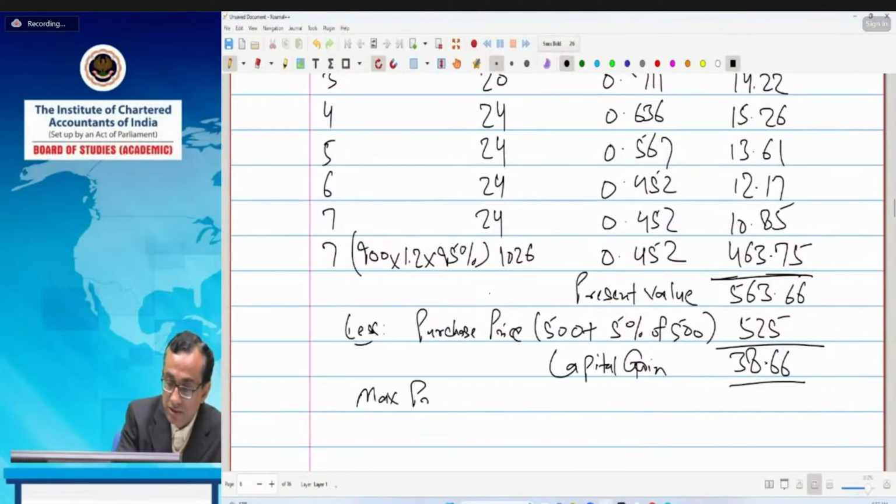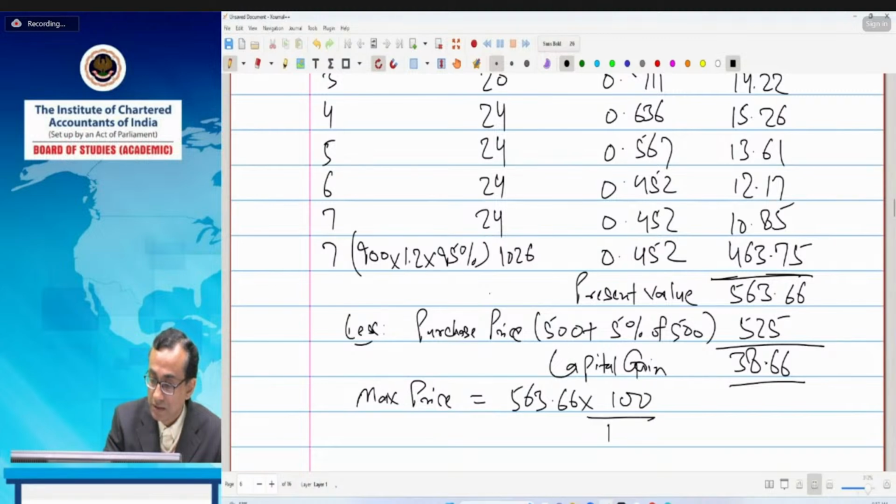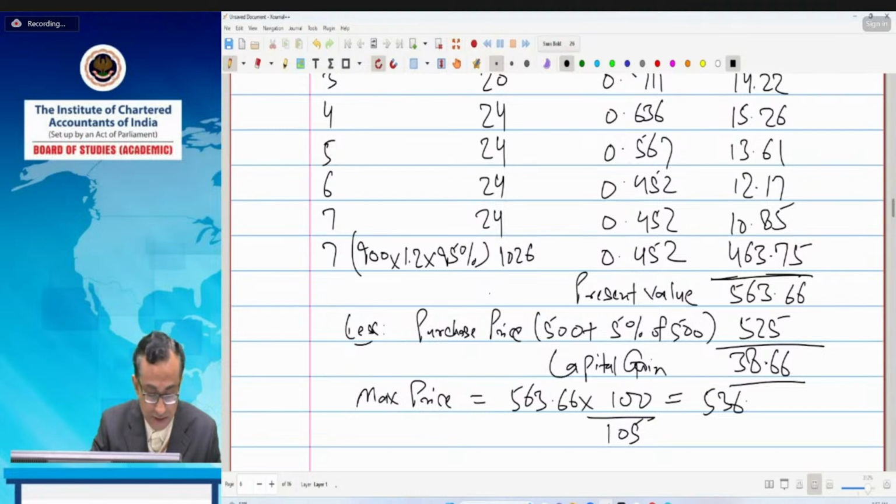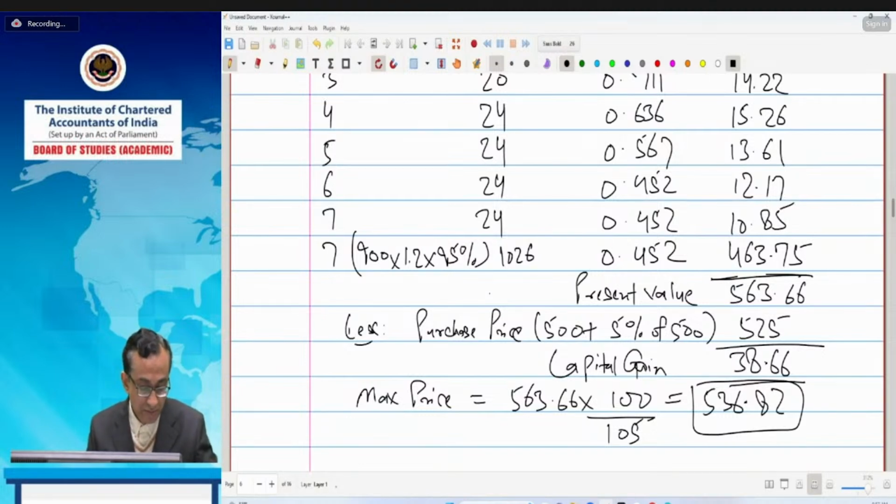Maximum price the shareholder would pay. So it will be 563.66 into 100 upon 105. So it is basically 536.82. So the final answer which is coming is 536.82. So this is the price at which the shareholder will be willing to buy.